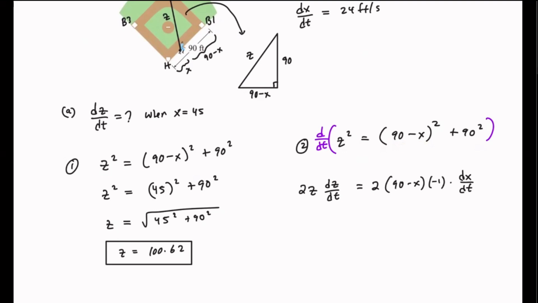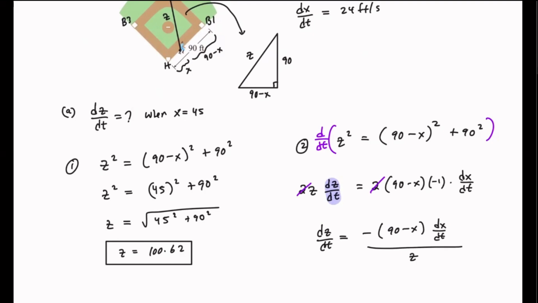And then the derivative of 90 squared, of course, that's 0. Now let's go ahead and solve for our rate, dz/dt. You can reduce both sides by a factor of 2, so I can actually cancel that out. So we have our dz/dt simply equal to everything on the right-hand side divided by z. So that's negative (90 minus x) dx/dt all over z.